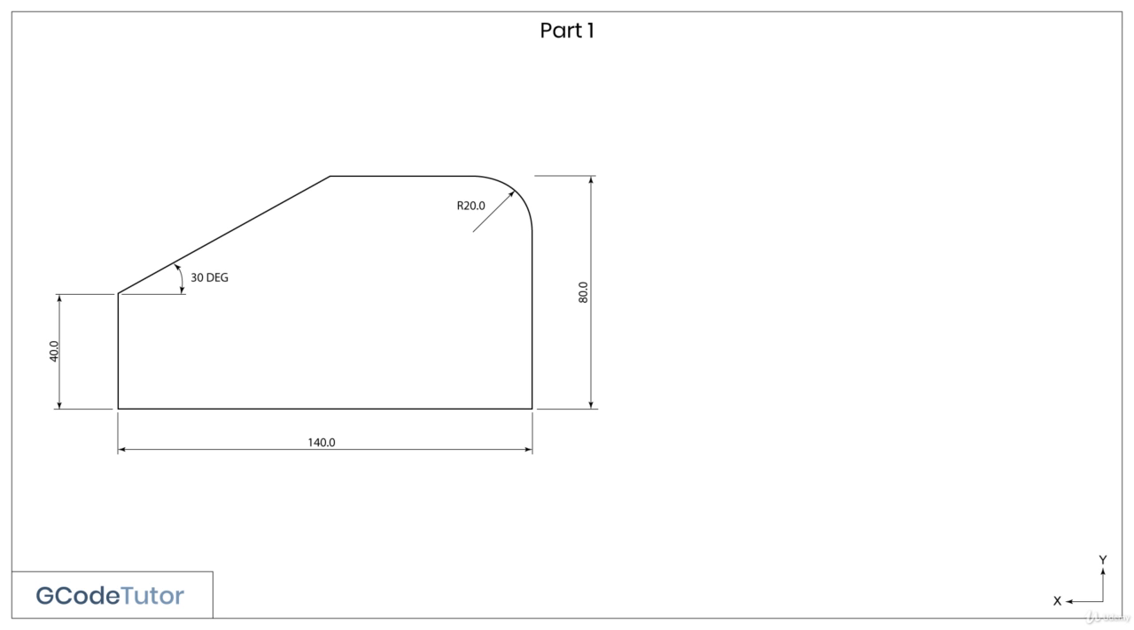Now I'm going to program a simple part. This is so you can see how I lay out a program as I code it, and I'll go over each line separately so you can see exactly what's going on and the M codes and G codes that I use.